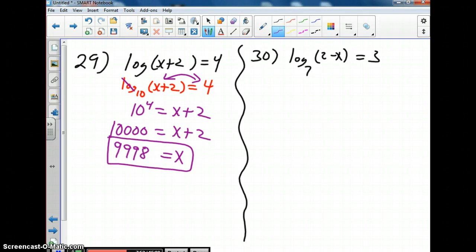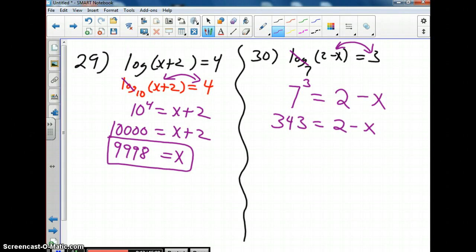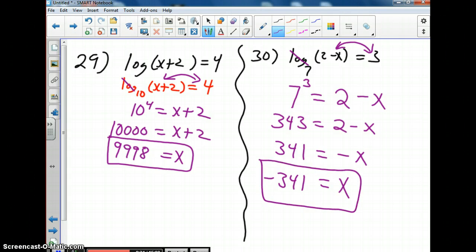All right, so the log's by itself. I'm going to drop the log and make the switch, right? So I'm going to write down what? 7 to the third power equals 2 minus x. Now how much is 7 to the third power? 343. So we've got 343 equals 2 minus x, right? Now what? We subtract the 2, so we get 341 equals negative x. Then we have to divide by a negative, so x equals what? Negative 341. There's the answer right there.